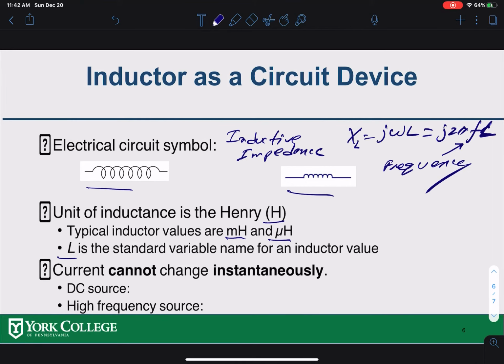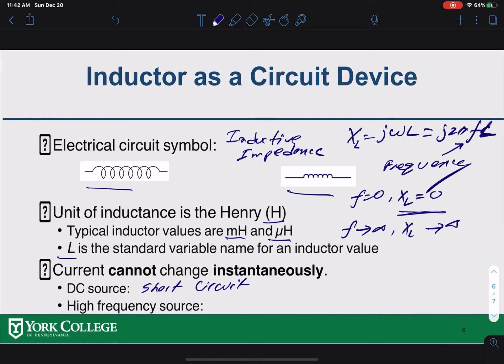When frequency is 0, for DC, XL is also 0. That means for a DC source there is no impedance, which means it is a short circuit. And for high frequency, if f goes to infinity, then XL also goes to infinity, right? So for high frequency it is an open circuit, or very high impedance.